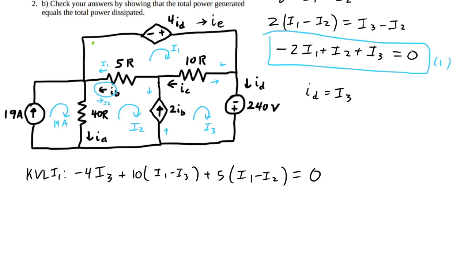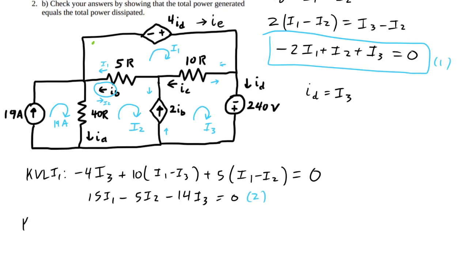Okay, now I'm going to simplify this expression. Just put it in sort of like a standard form. So 15 I1 and then minus 5 I2 minus 4 minus 10, so minus 14 I3 equals 0. We're going to call this equation 2.